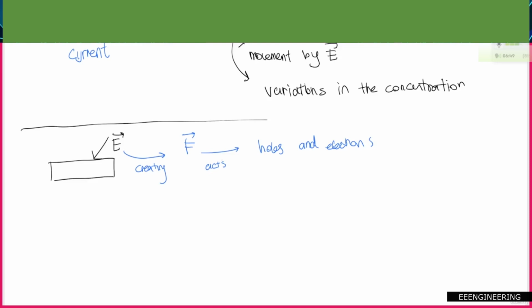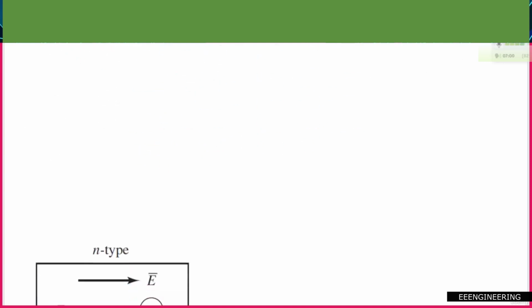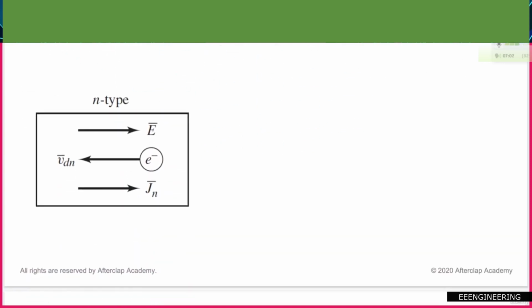Now, we're going to consider an N-type semiconductor, and let me remind you that when I say N-type semiconductor, that means we're going to have more electron concentration than hole concentration. And actually, we have a figure for that. As you can see, now we have an applied electric field, which is in the direction from left to right.